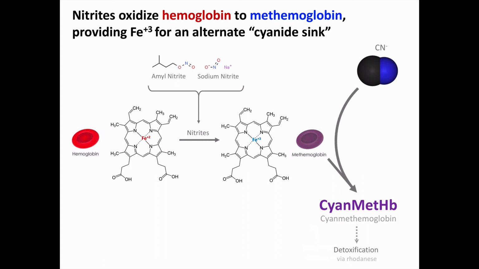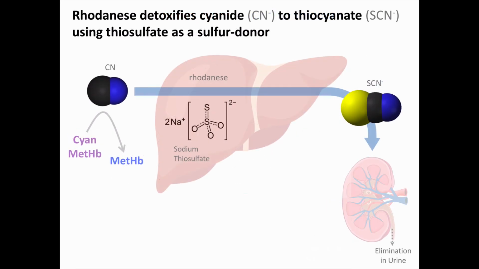Rhodanese. We've already discussed that some plant foods contain small amounts of cyanide, so it should be no surprise that our bodies have mechanisms for detoxifying and eliminating it. With cyanide poisoning, these mechanisms have been overwhelmed, but we can augment them with the next drug in the Cyanide Antidote Kit. Rhodanese detoxifies the cyanide, CN-, to thiocyanate, SCN-. The sodium thiosulfate we administer provides an exogenous sulfur donor, augmenting this normal detoxification mechanism. Thiocyanate is much less toxic than cyanide, and it is eliminated through the kidneys into the urine.